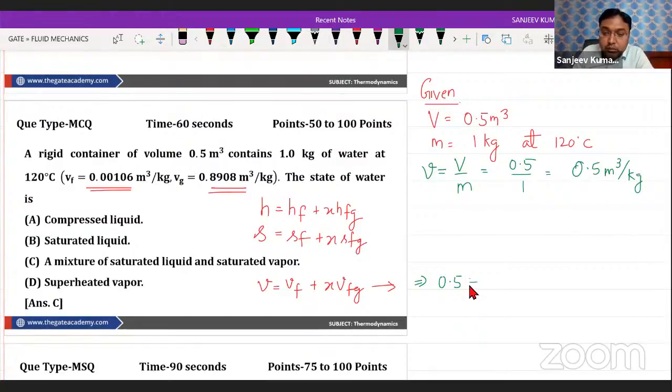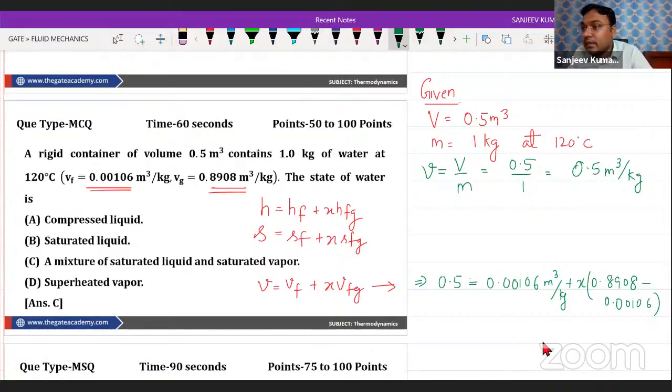So 0.5 is equal to Vf. Vf is given in the question, 0.00106 meter cube per kg, right? Plus X into Vfg. Vfg is Vg minus Vf, right? So Vg is your 0.8908 minus your Vf, 0.00106, right? Correct. So you can do this calculation, Sridhar, and you can find out the value of X.